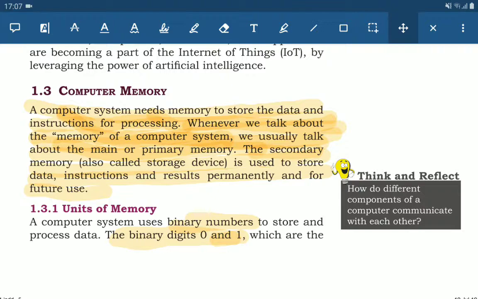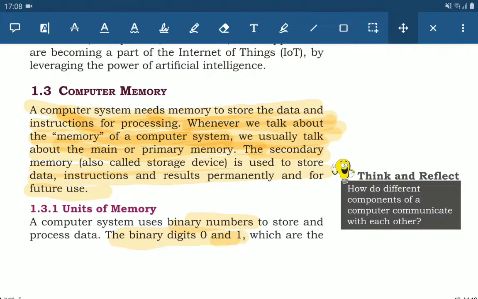So, computer memory can be classified into four different types. First is internal processor memory. Second is main memory, or RAM, or primary memory. Third is cache memory, and the fourth is storage or secondary memory.